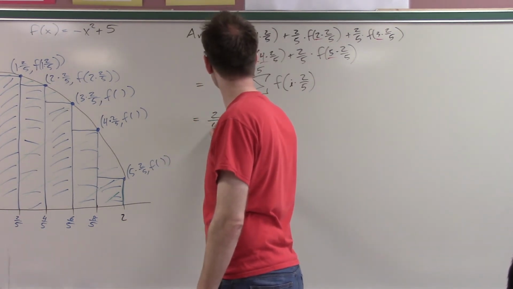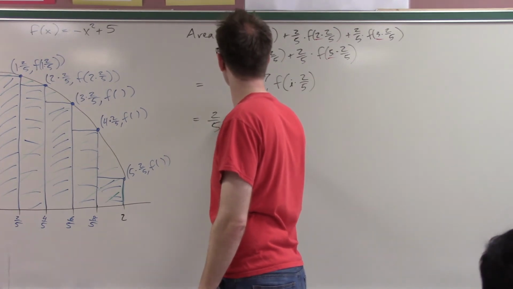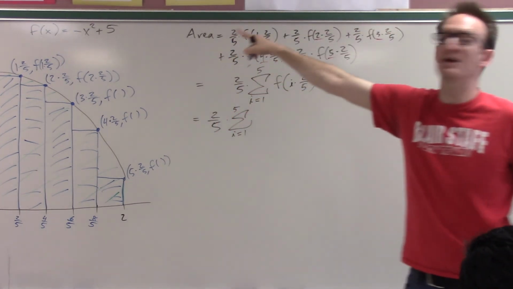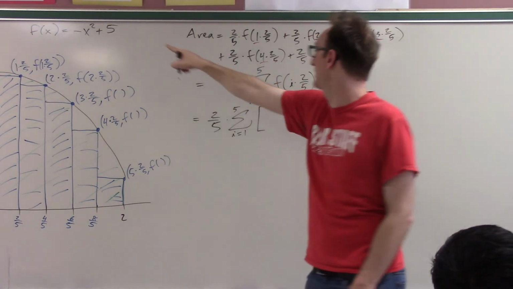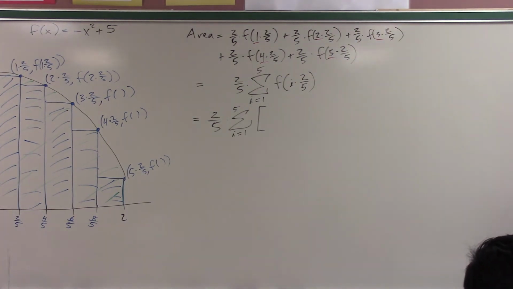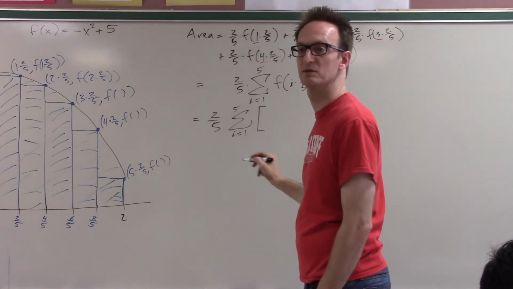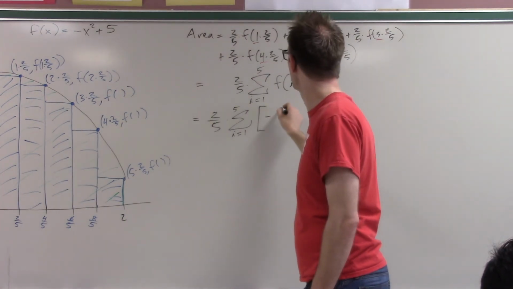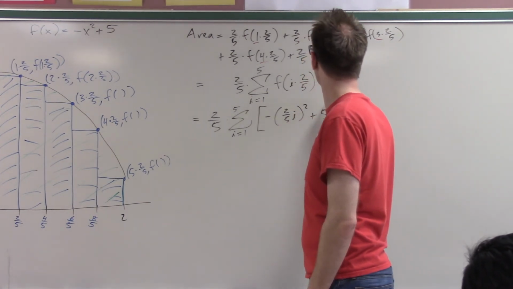We get 2/5 times, well, now it's time to finally start using the fact that we know what this function is. It's negative x squared plus 5. So plug this expression into the negative x squared plus 5 function so that we can figure out what it is. You guys with me? So it's negative 2/5 i squared plus 5, like that.